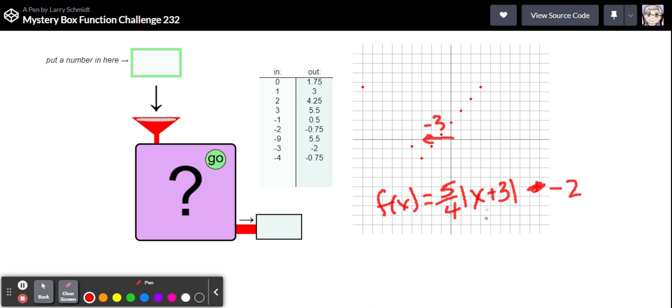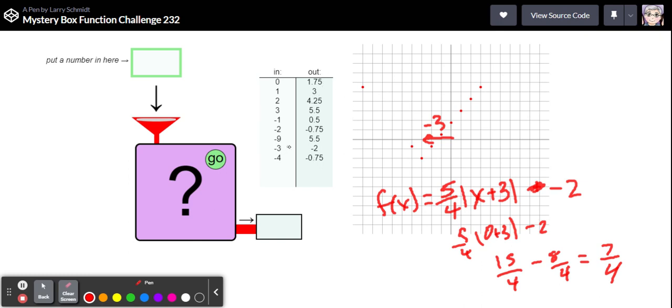That means this would be the absolute value of 0 plus 3, times 5/4, and then -2. Well, this would just be 3. 3 times 5/4 is 15/4, and let's see, 2 is 8/4, so -8/4. That would be 7/4, and that is 1.75. So it looks like that works.